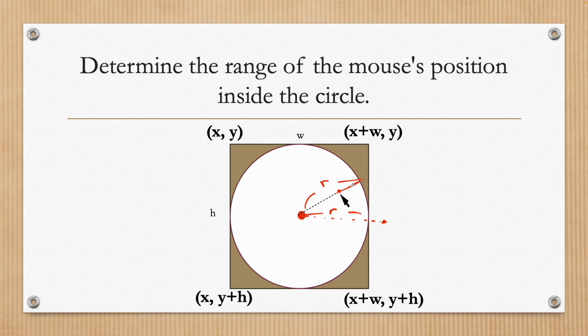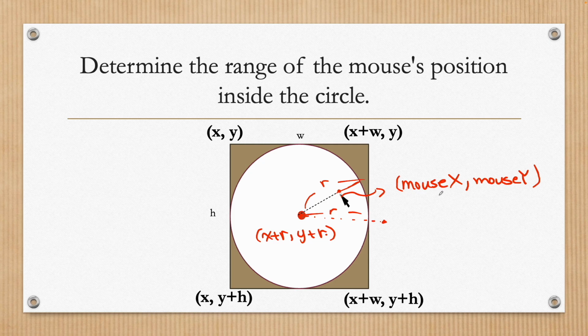Okay, so let's determine the range of the mouse's position inside the circle. Assuming that your mouse location is at, I'm just going to come up with random variables, mouseX, mouseY, and at the center, remember it was X plus R and Y plus R, or W over 2 and H over 2 over here. Now our interest is to find the distance between these 2 points.